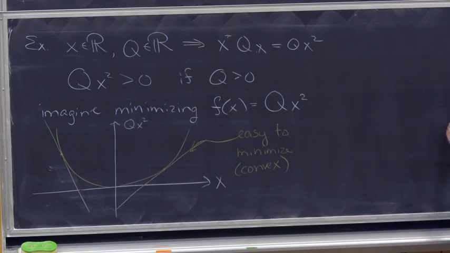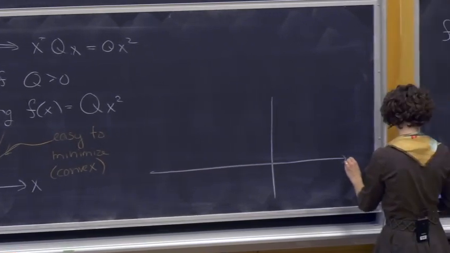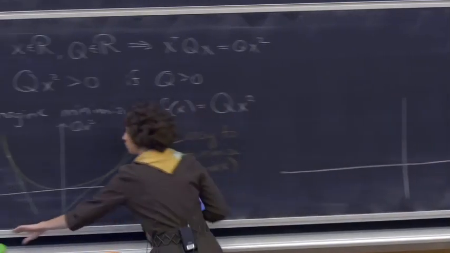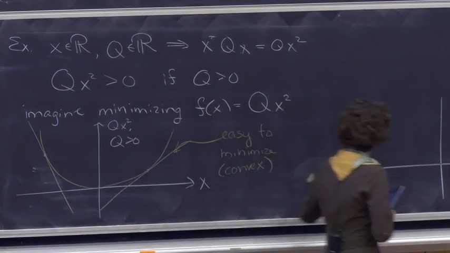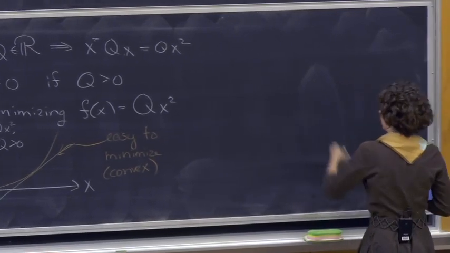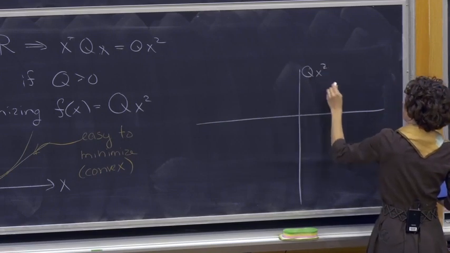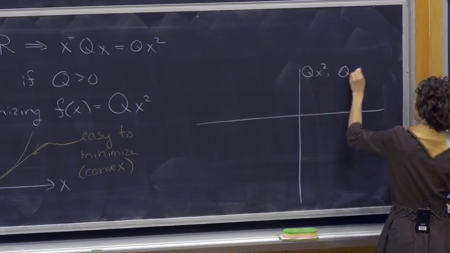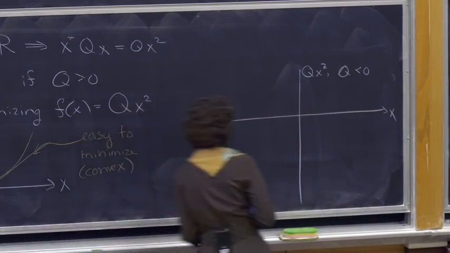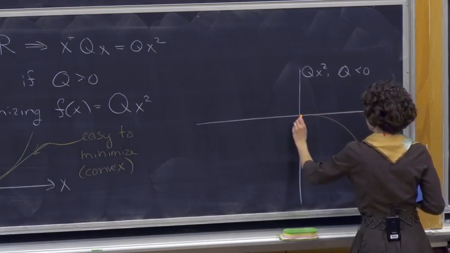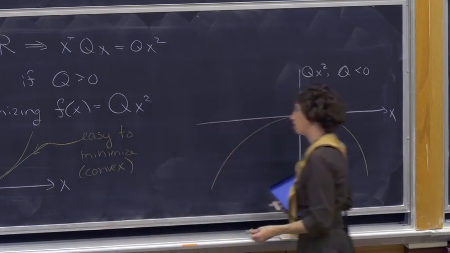And in contrast, if we had a plot of QX squared where Q is less than 0, then our function looks like maybe some upside down parabola. And now optimization starts to seem more difficult.